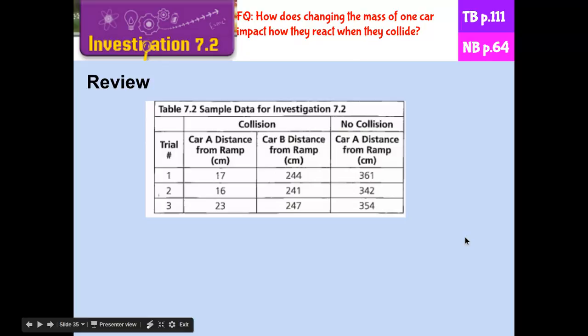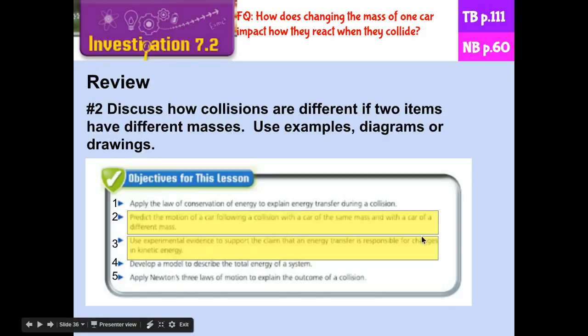Looking back at yesterday's data, you should have noticed that the collision was different than in 7.1. For the most part, car A, after it collided with car B, went backwards, and car B did not go as far as it did when it did not have weights in it. So the thing to learn here is that the heavier a car is, the more energy it takes to move. And that energy doesn't all go into car B. Some of it goes back into car A and makes it go backwards.